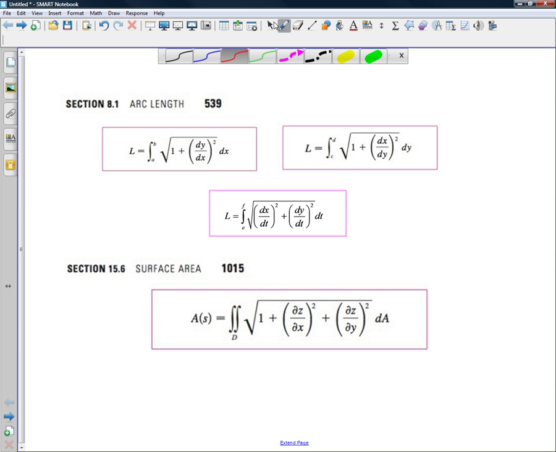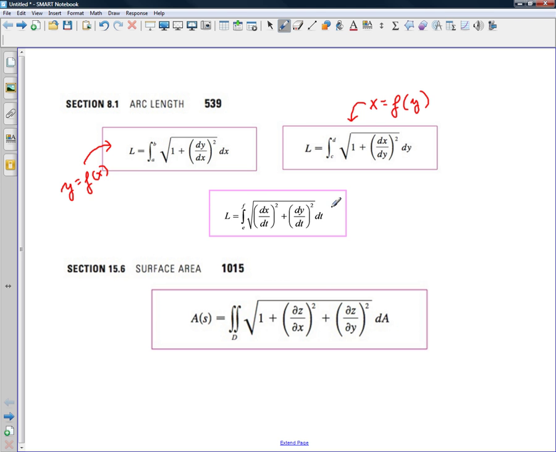And that first formula, recall this is the one that we used when we were looking for arc lengths when the functions were in the form y equaled f of x. And we'd use this one, this form, when functions were of the form x equals some function of y.